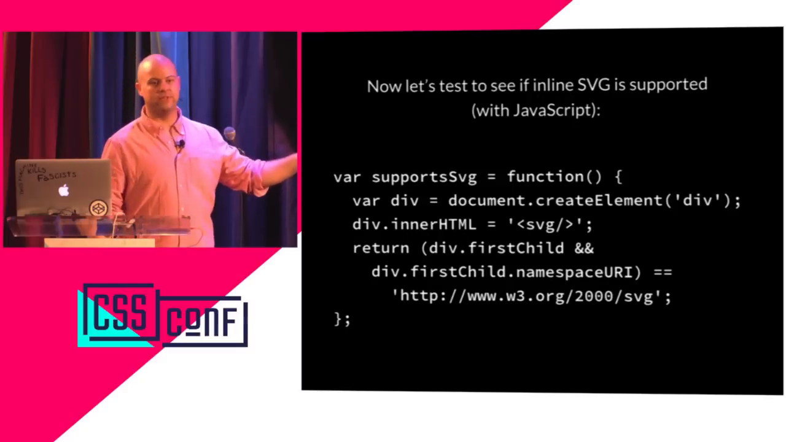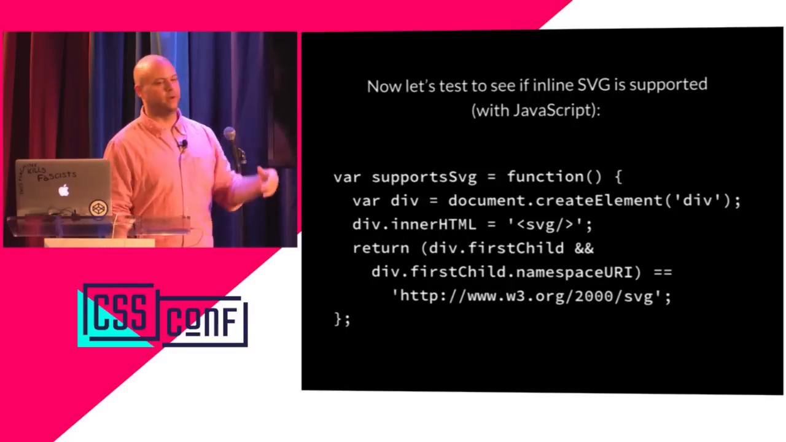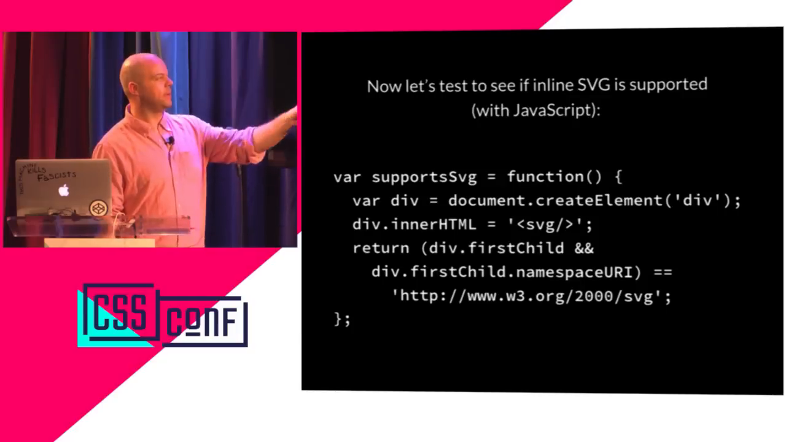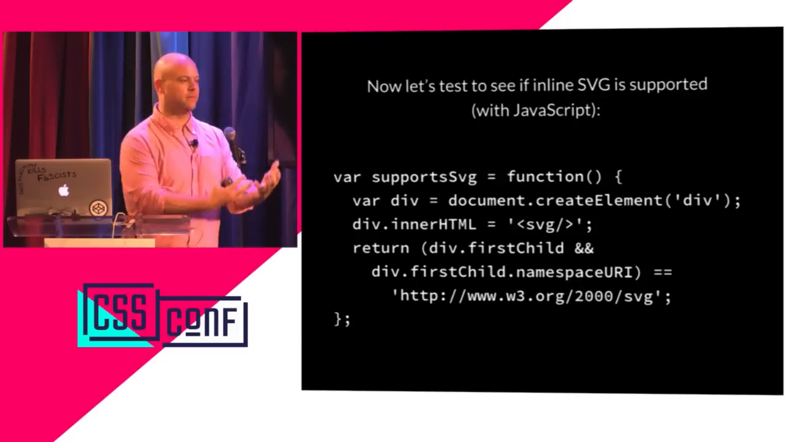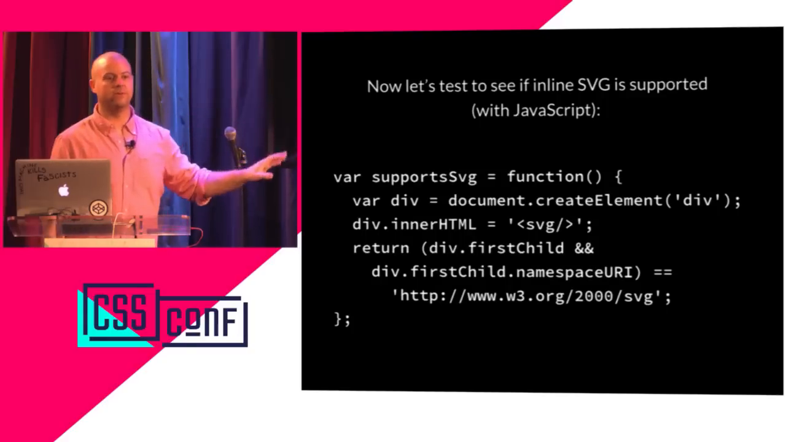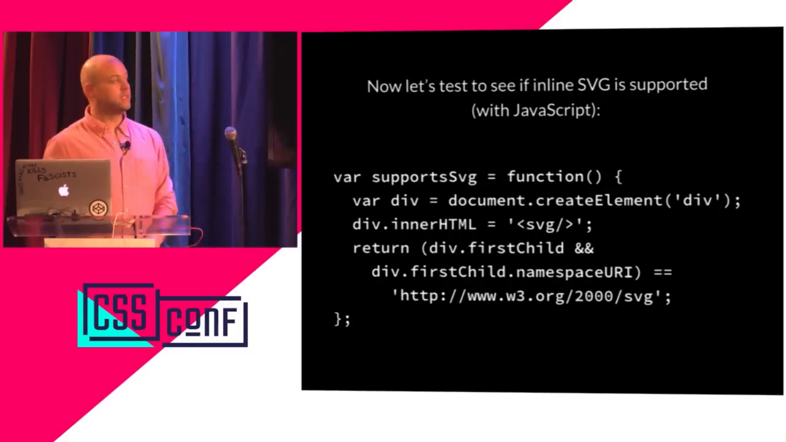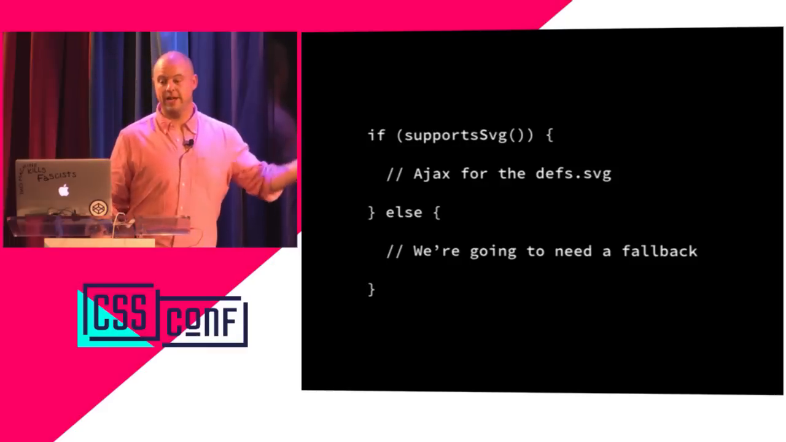This is how you test for inline SVG support. Don't even worry about it, I'm sure people are like, yeah, duh, I get it. But if you don't know, it makes a div, injects some SVG in there and checks if its namespace is correct. That's a true-false situation. It will return either true or false, true if the browser supports SVG and false if it doesn't, which allows us to write some logic like this.